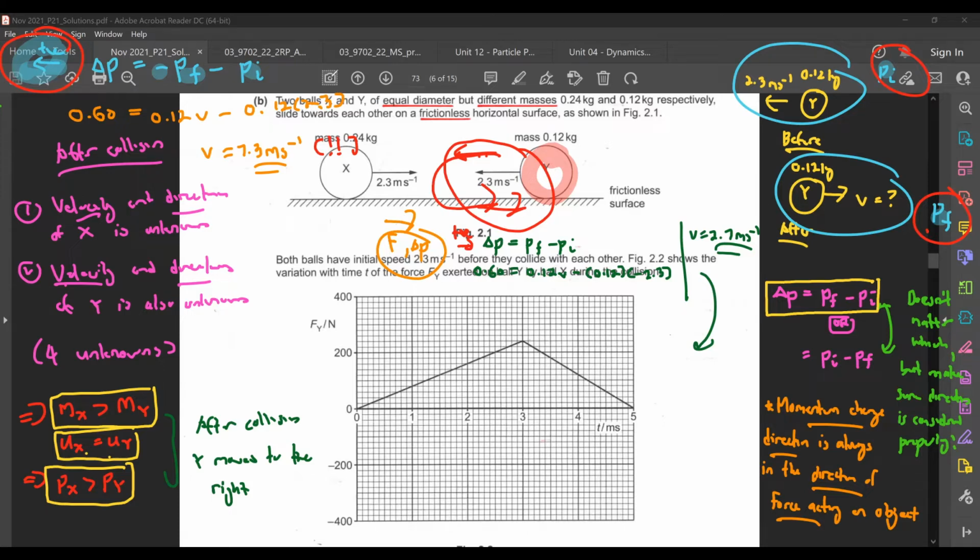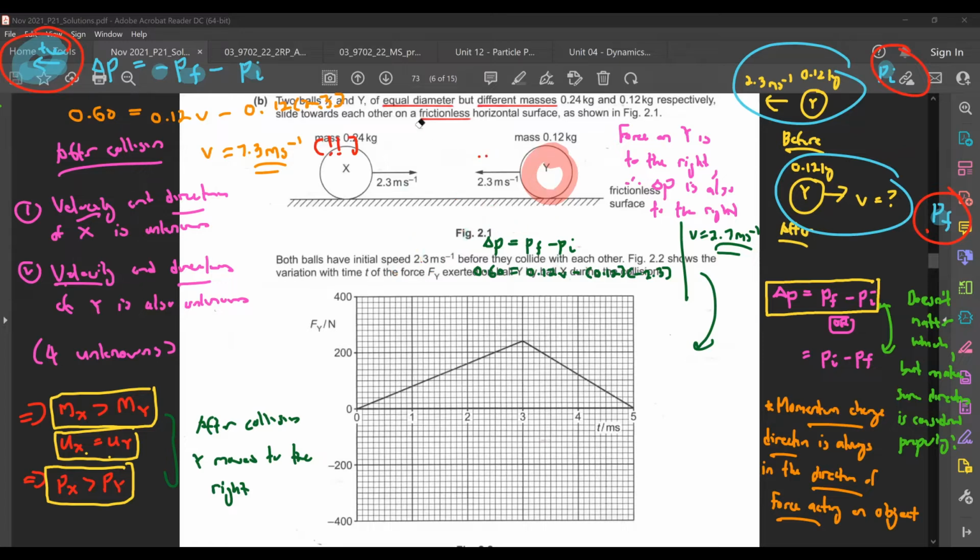So in my case, I know this force on Y is to the right. Therefore, the change in momentum is also to the right. Now with this in mind, you look at your original working for this one on the left side.